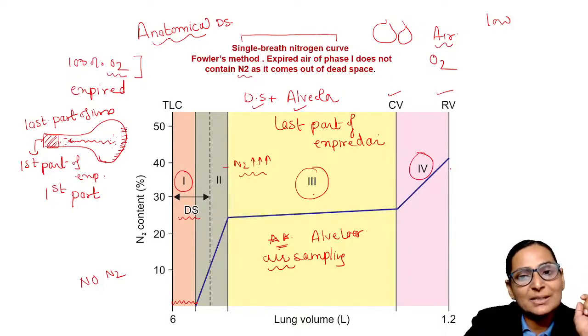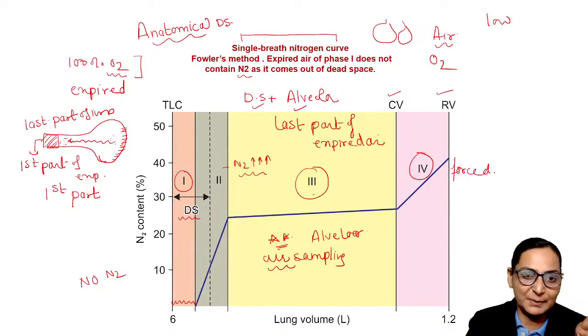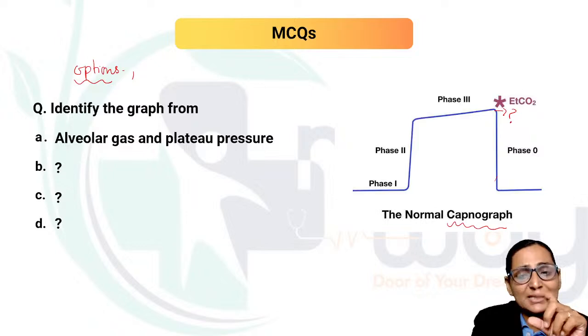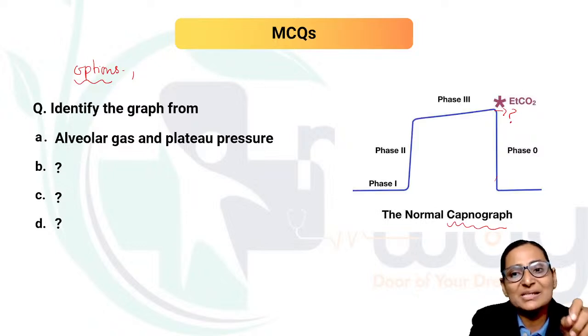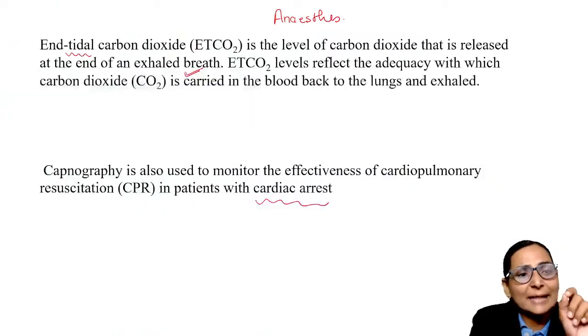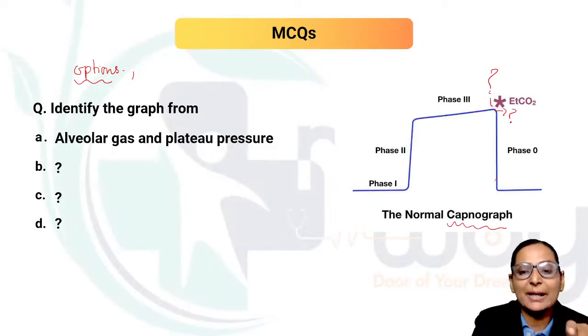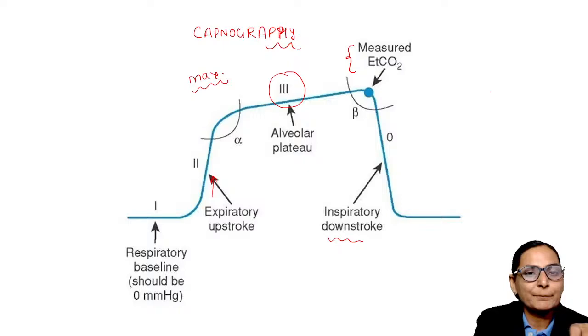So this maneuver is with extra forced expiration, right? If this question was there, remember this question is related to capnography, which is measuring the end tidal carbon dioxide, and this is the point where there is maximum end tidal carbon dioxide.